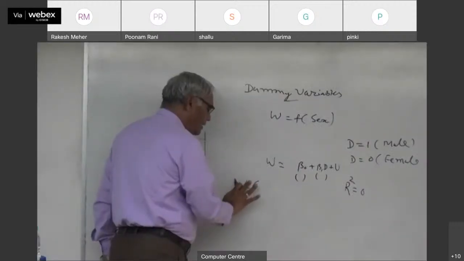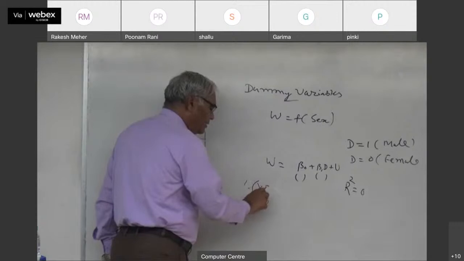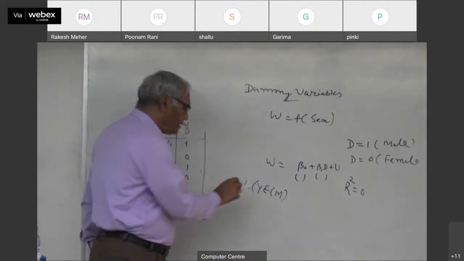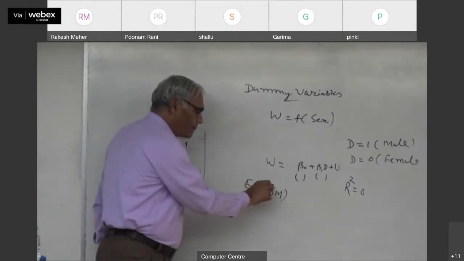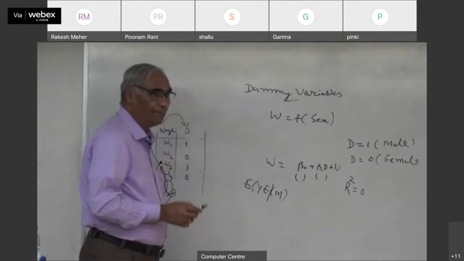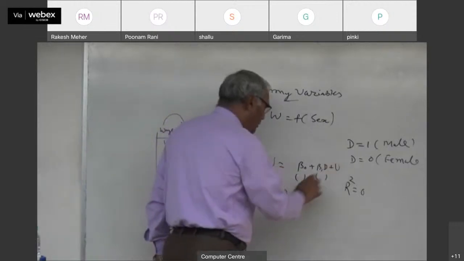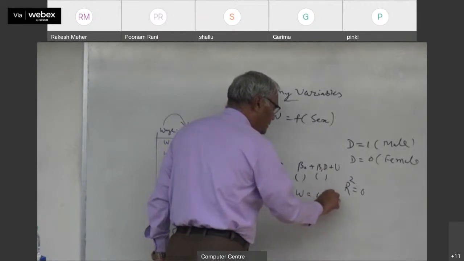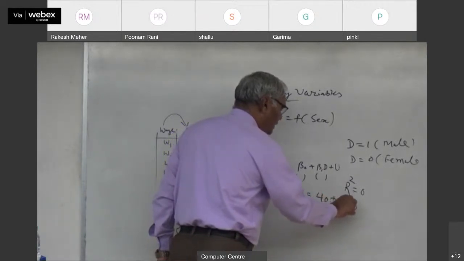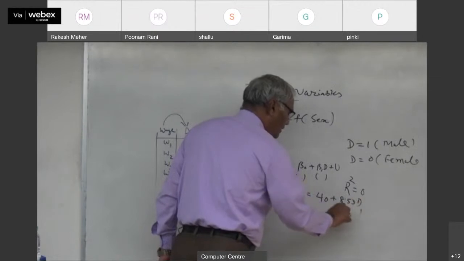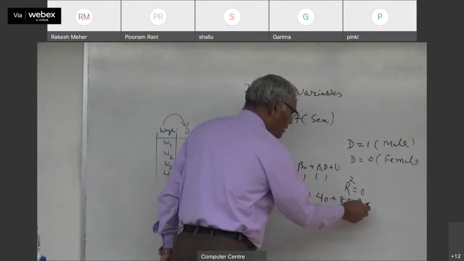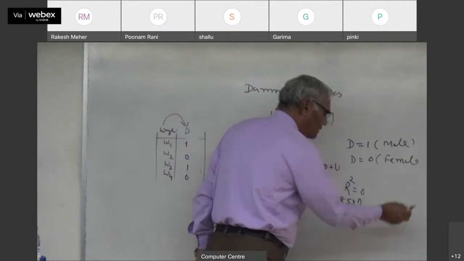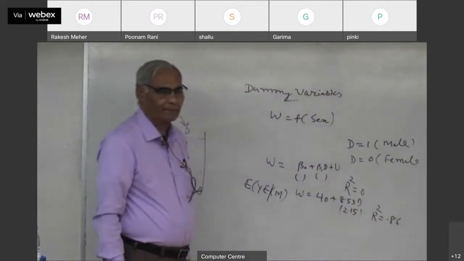What is the average wage for male? Expectation of wage for male. So what is this value? For example, suppose you estimate W equal to 40 plus 8.53 D, and this is the standard error. R square is equal to 0.86. Suppose these are the results.